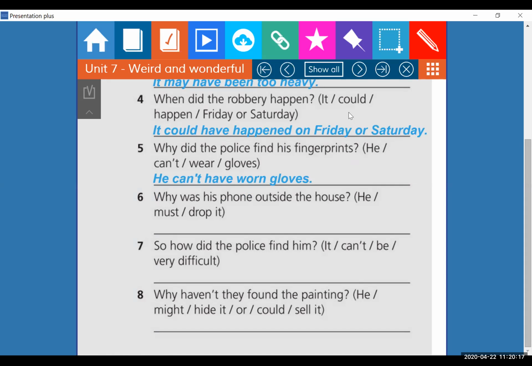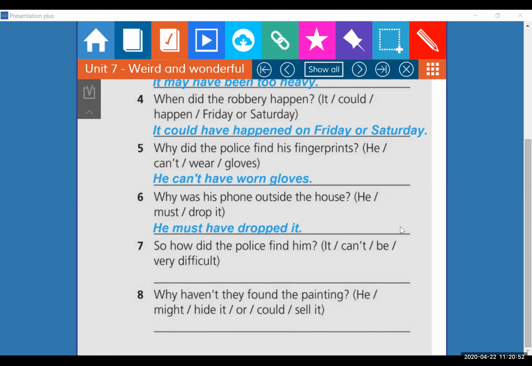Why was his phone outside the house? He must have dropped it. There's only one option, that it happened. He must have dropped it. So how did the police find him? It can't be very difficult. Someone suggest the answers.